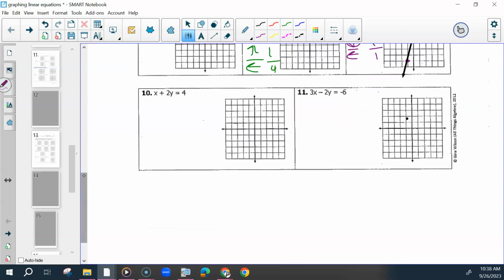So let's try 10. So now we have to think back to how did we get this back in slope-intercept form? Minus 1x. Yes, to both sides. But remember, when you do that, we're not combining 4 and x, we're just moving it to the other side. I can also rearrange this so it starts to look like y equals mx plus b.